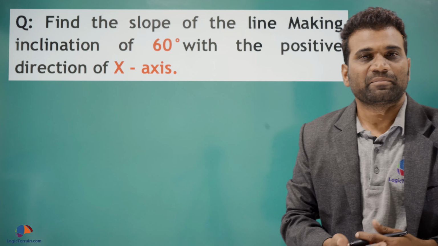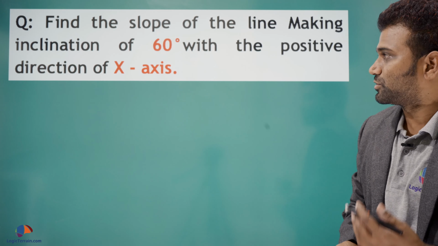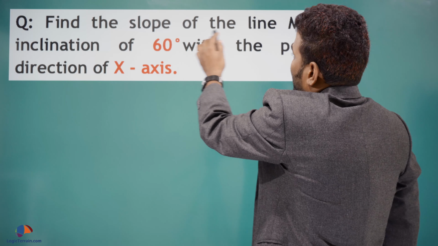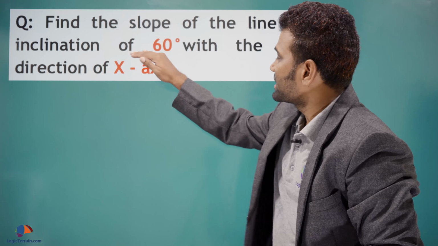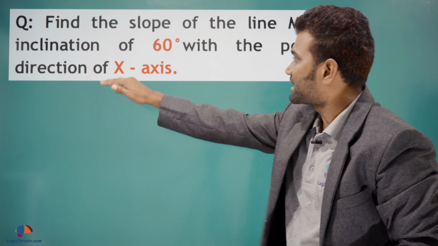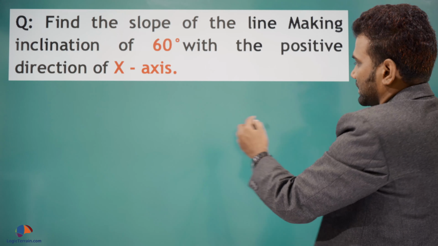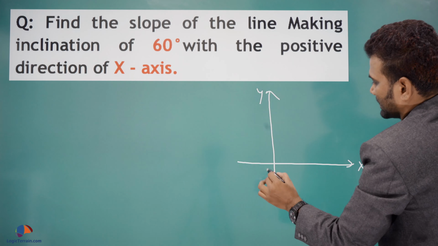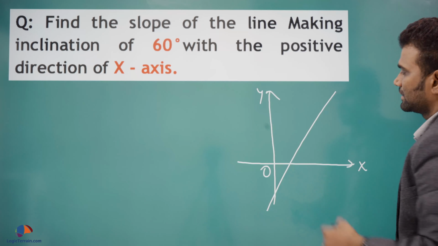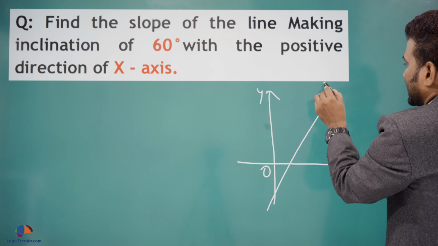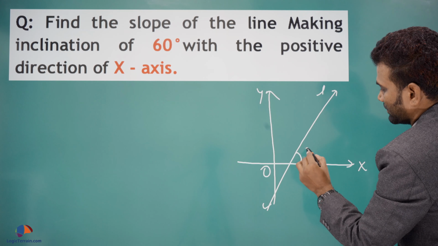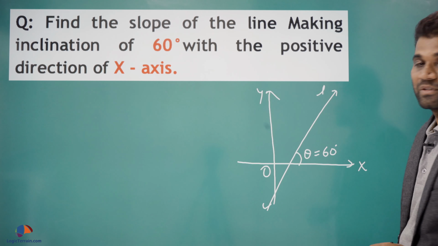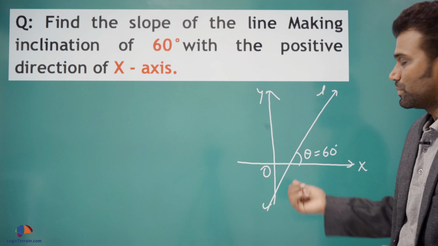Now let us solve some examples based on slope. So far whatever we have learned, we'll apply it. Find the slope of the line making an inclination of 60 degrees with the positive direction of the x-axis. Here, x-axis, y-axis, origin. There is a straight line L which has positive inclination theta, that is 60 degrees. Now we have to find the slope of this line.